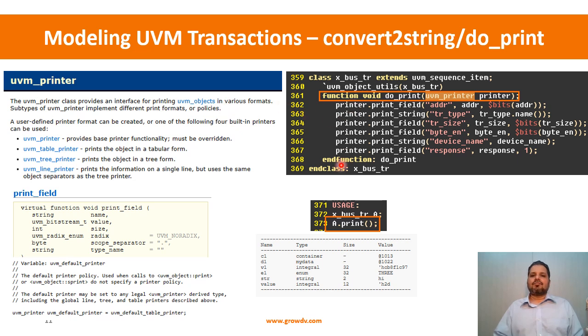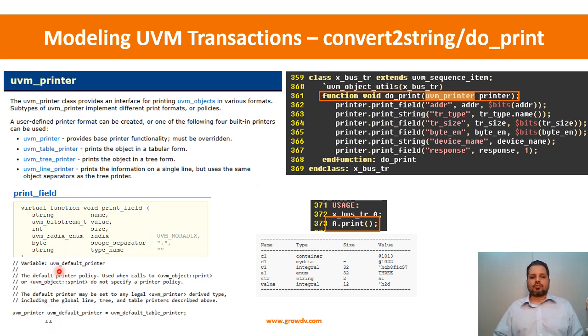But within the do print function, you just add the fields, and then the default printer that needs to be used can be set. For us, we are not going to change anything. The default printer is typically set to the table printer. So we are going to keep it simple, and we will just add the fields. This printer class provides a bunch of functions to add the different types of fields. Here I am using just the print field and print string type of functions.